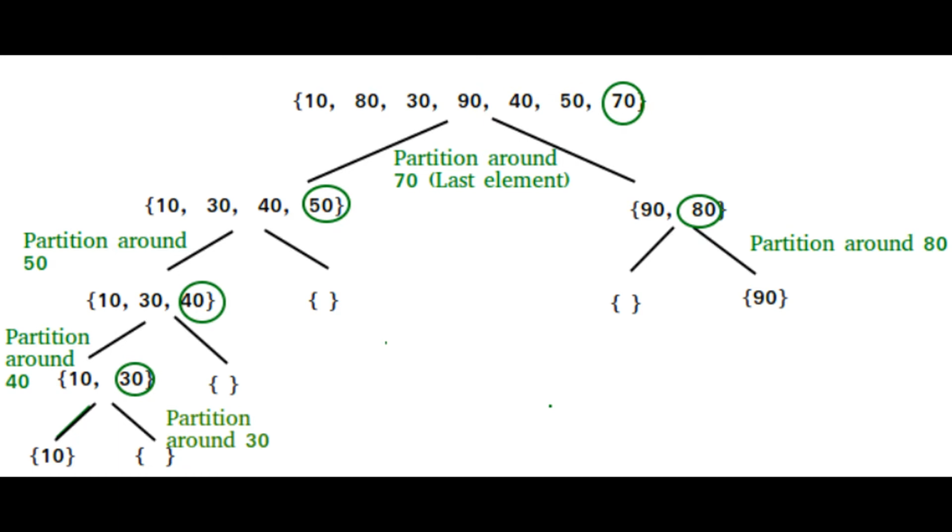and then all the values less than 70 were put on the left, 10, 30, 40, and 50, and all the values greater than 70 were put on the right, 80 and 90. And then we just repeat this process on both of the splits. On the left, we choose a new pivot of 50. Now it turns out that all the values are less than 50, so 10, 30, and 40 go on the left, and nothing goes on the right.